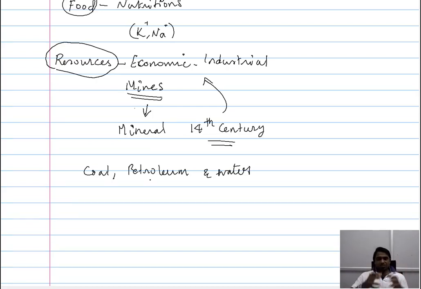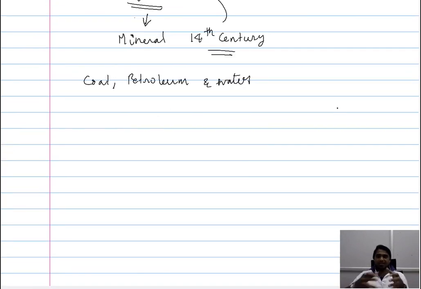Now, in this context of an industrial economic significance, a material that can be mined out, coal, petroleum and even water can be referred to as minerals, and this is a 14th century definition. Now, the other context wherein we would hear about the term minerals is our context, a purely technical one.